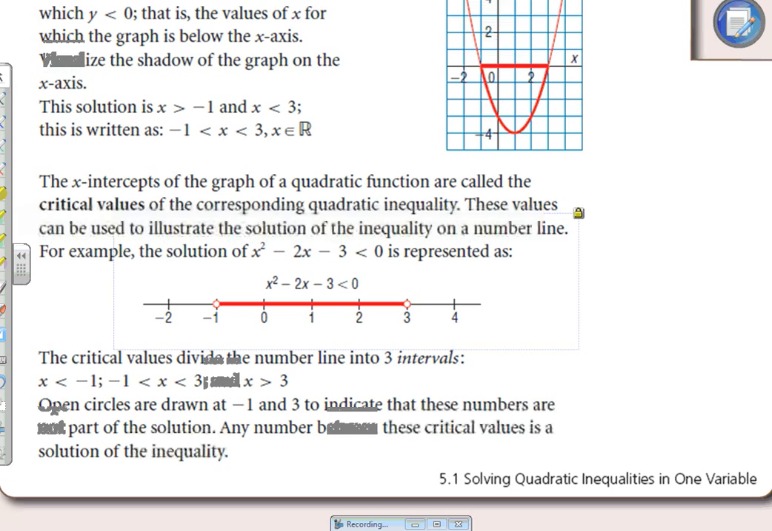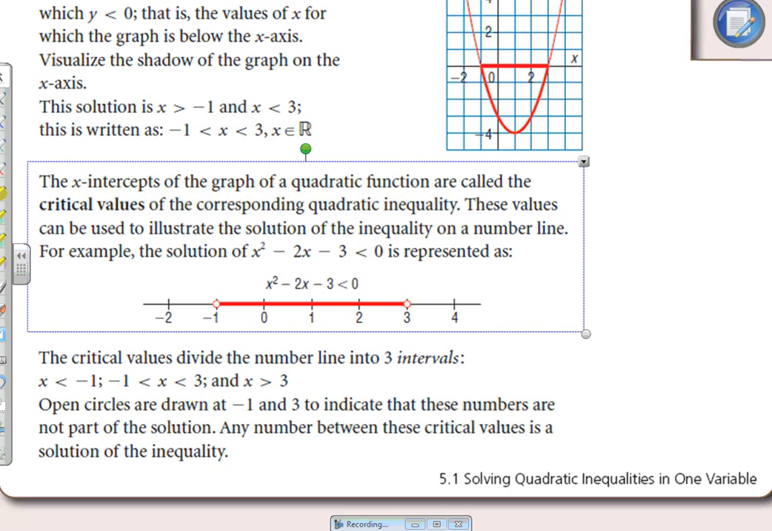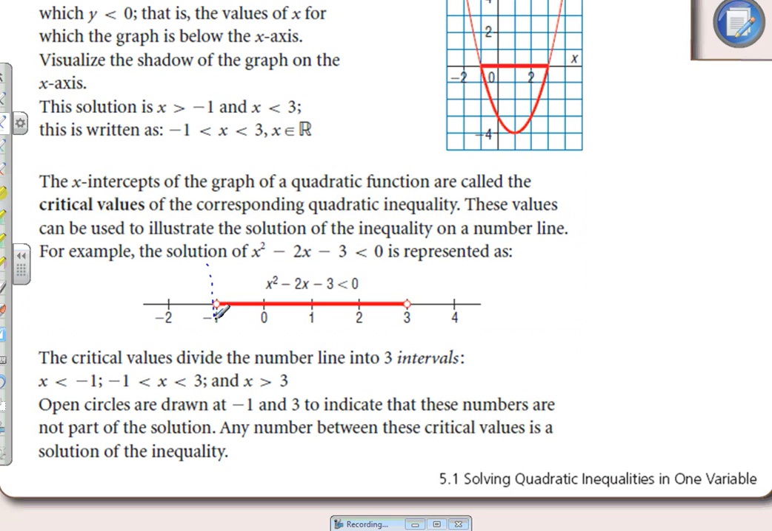So the critical values divide the number line into 3 separate intervals. So the critical values were -1 and 3 for the x-intercepts. We've got an area below -1. We've got an area between, and we've got an area above.